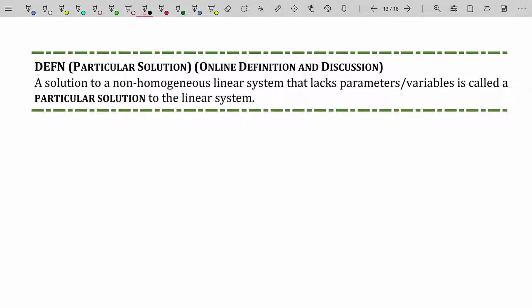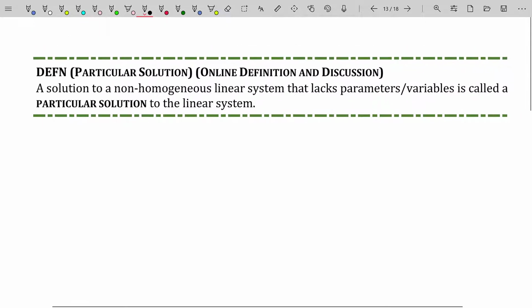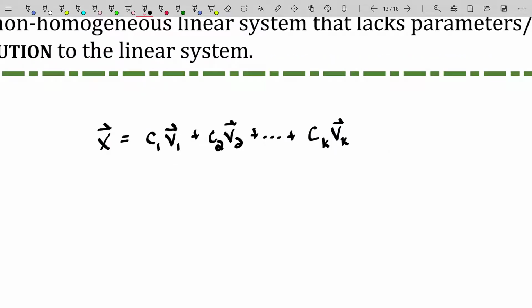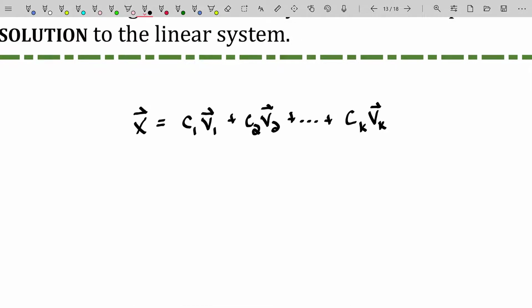The solution to a non-homogeneous linear system that lacks any parameters or variables is called a particular solution to the linear system. Now that may be really weird for you to understand, so let me be very clear here. We have already defined what a parametric form of a solution is. The parametric form of a solution is a solution that looks like this, where c sub 1, c sub 2, all the way to c sub k are just parameters. They're things that we can adjust. That is not a particular solution.